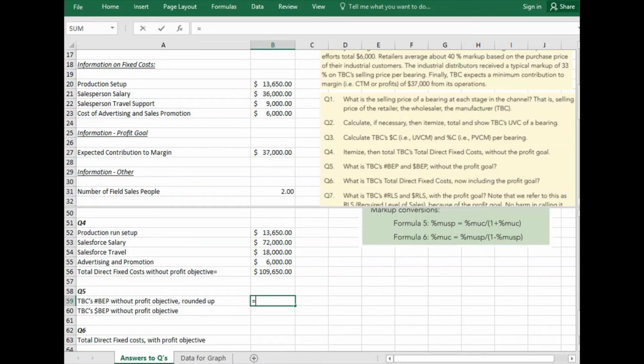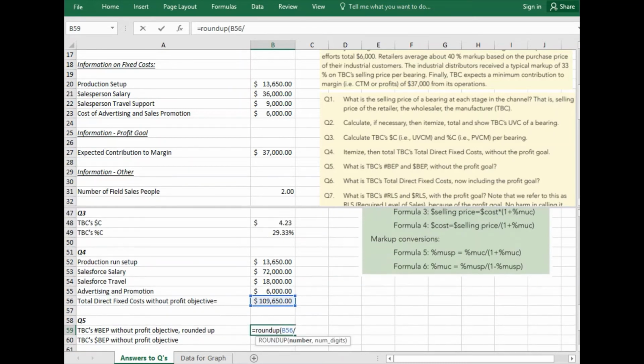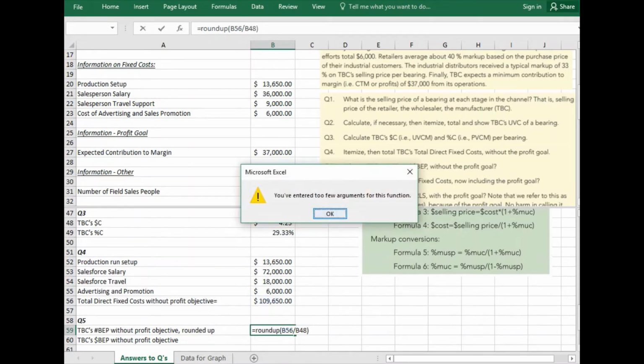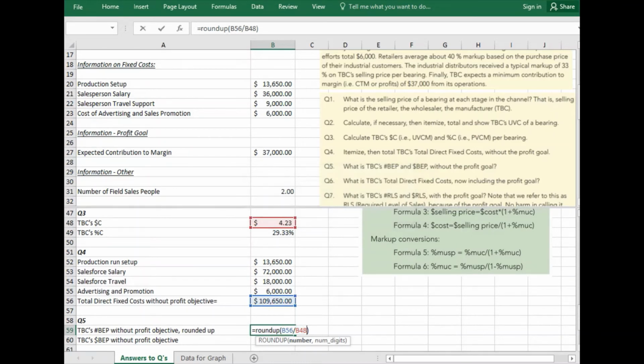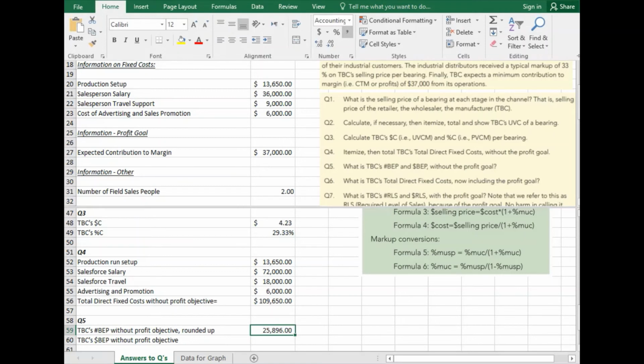So now what is Texas Bearing's number of units for break-even and dollar revenue for break-even without that profit goal? Well, that means we're going to take the total fixed costs that we determined, and we're going to round that up. So let's start off with the roundup function. Parentheses open. We're going to tell it where total direct fixed costs are, and then we're going to divide by the contribution per unit. Oh, you see the error I made? Easy to make. I forgot to put a comma in and then tell it 0 decimals. That's how you round it up, okay?